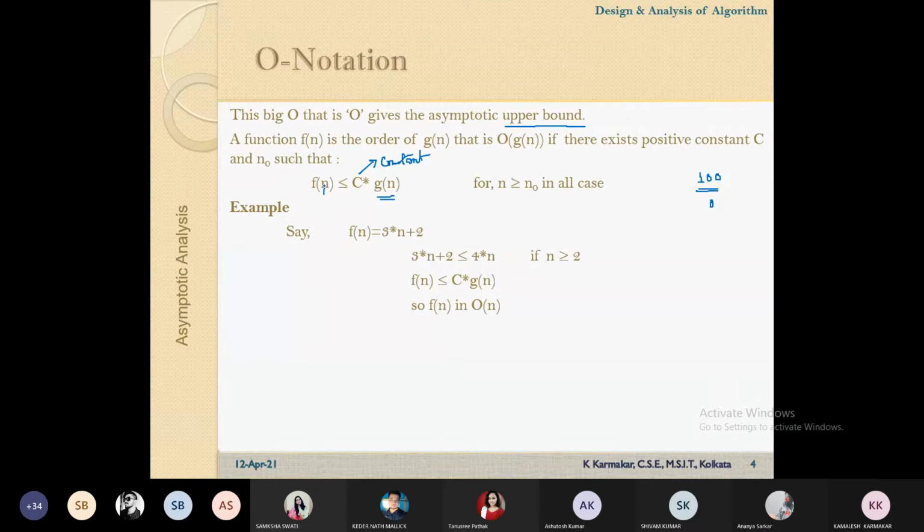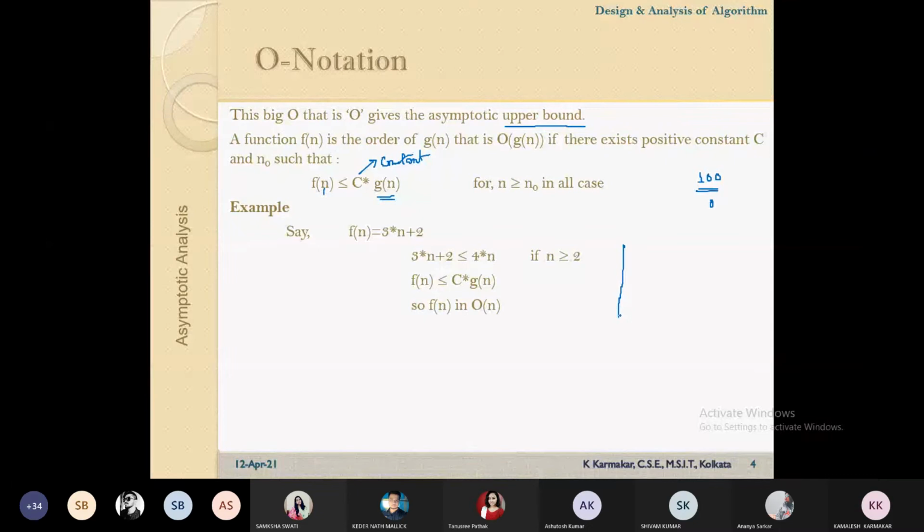then if a function f(n) is given and we are able to determine a polynomial function g(n) for which f(n) is always less than or equal to some constant times g(n), we say that the complexity of the function f(n) is big O of g(n). So this is the upper bound. Why is it the upper bound? Let us try to understand.